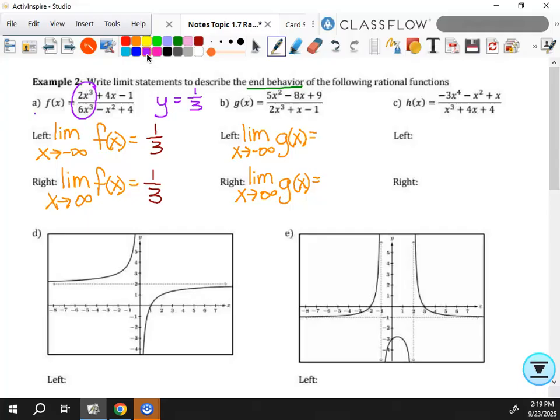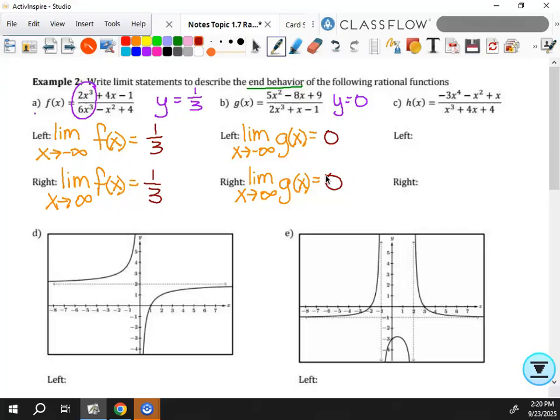is B top heavy, bottom heavy, or tied in degree? Bottom heavy. So my asymptote is at y equals what? 0. Which means that at the ends, my function is approaching 0. What questions do you have? Everybody good so far? It really is that easy.